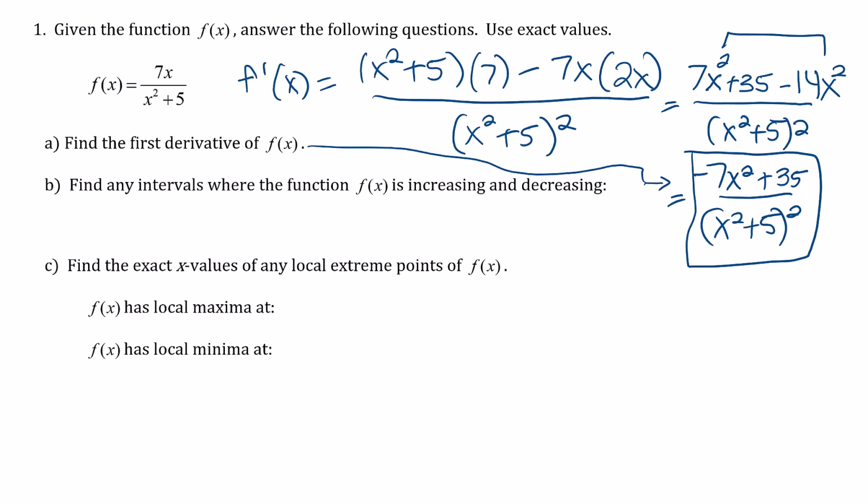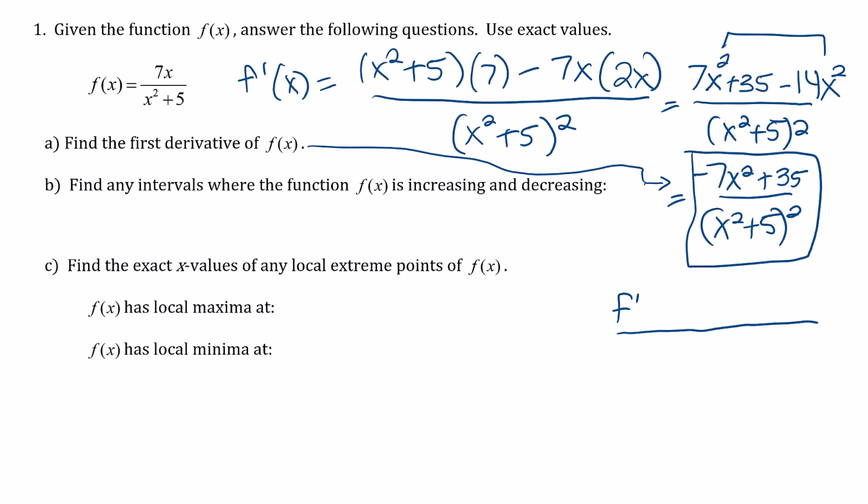Now it wants to know the intervals where the function is increasing and decreasing, and then we're looking for local maximum and minimum in a minute. So I'm going to figure out the critical numbers, and I'm going to put them on a number line for the first derivative. Remember, critical numbers come from values that make the derivative undefined, or that would make the derivative 0.